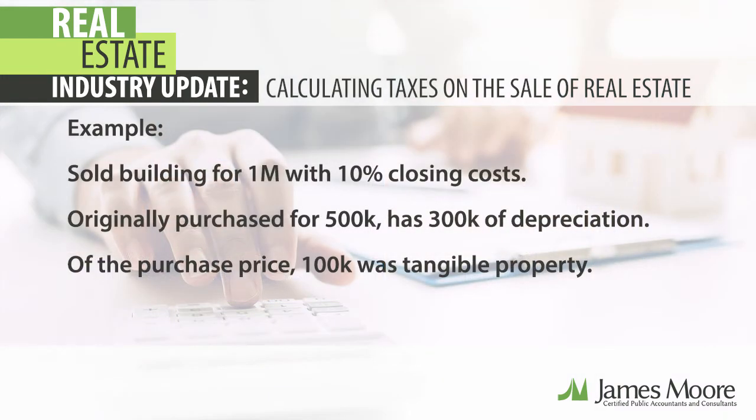So we have this real estate professional, and they sold a building for $1 million. And then for simplicity purposes, we're just going to say that the closing costs are 10%, right? $100,000 covers all the commissions, any other costs that they had, 10%. Well, they originally purchased that property for $500,000 many years ago. And in total, they have $300,000 of depreciation that's already been taken on the property. So you would find that on your depreciation schedule.